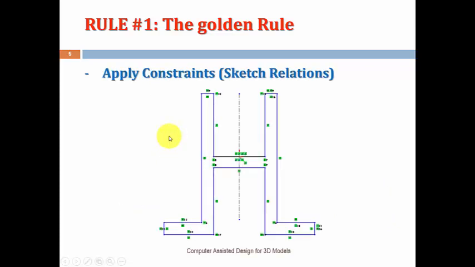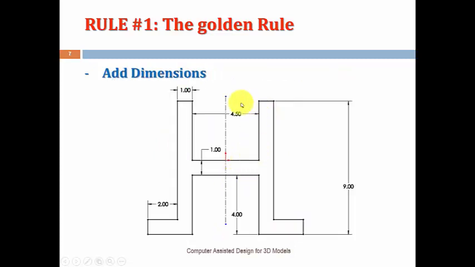Once we have sufficient information about these entities, they turn black, which means our sketch is fully defined. And this is actually the third rule in our modeling procedure. So the first rule: take care of the shape first, then apply sketch relations, apply constraints, and then add dimensions. Never reverse this, please. Don't add dimensions first, or you will be in trouble.